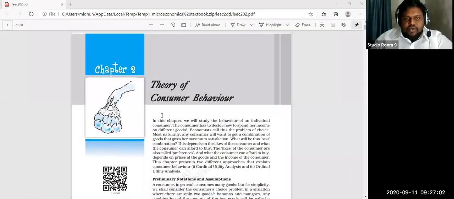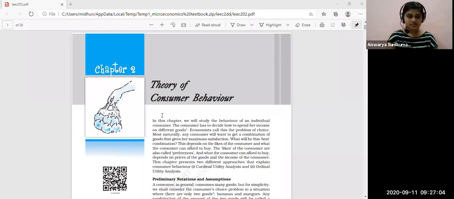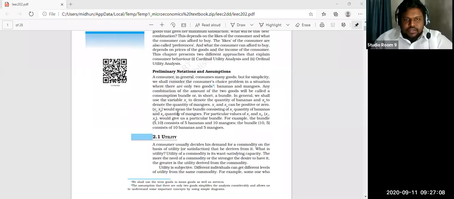Can you see the screen? This is your textbook only. Can you see the screen now? Yes, sir. Okay, just open your textbook also, so you can easily understand the things here.